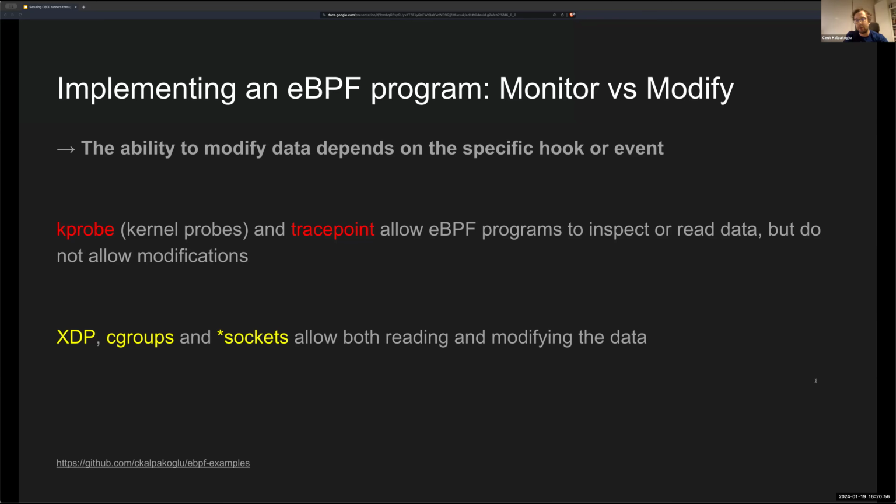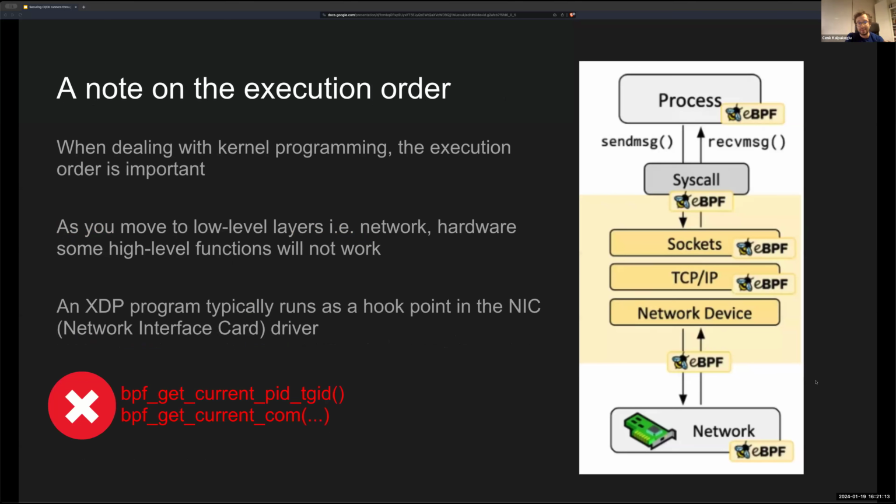For example, in our first example, the kprobes and tracepoints are syscalls or functions that just let you read the data, so they're not going to allow modifications. On the other hand, XDP or more low-level function calls will let you do the modification.